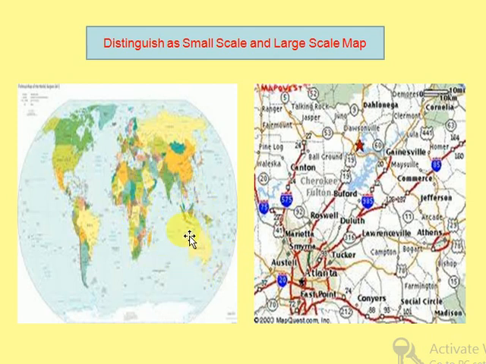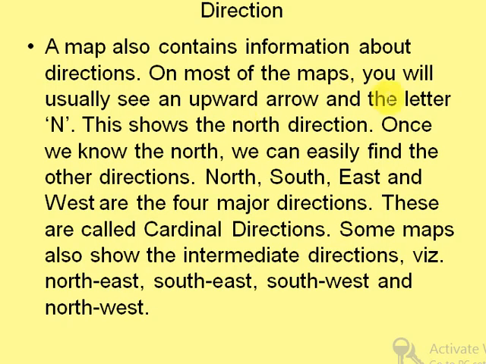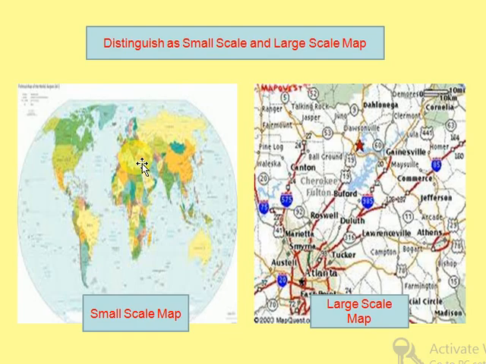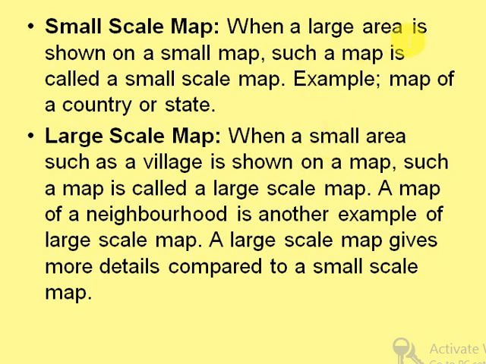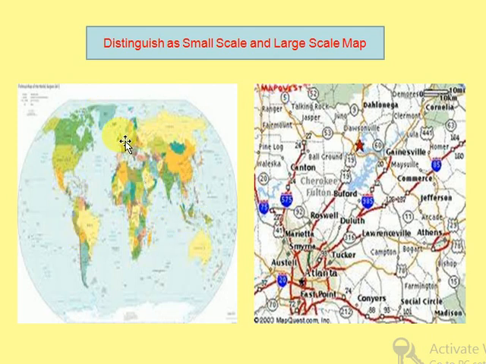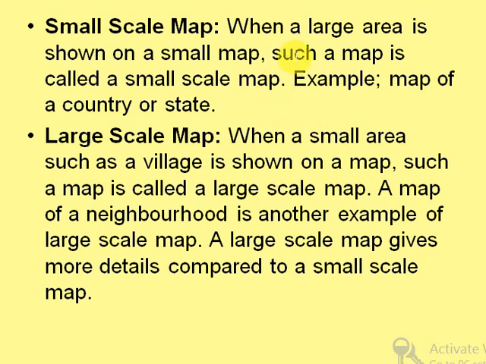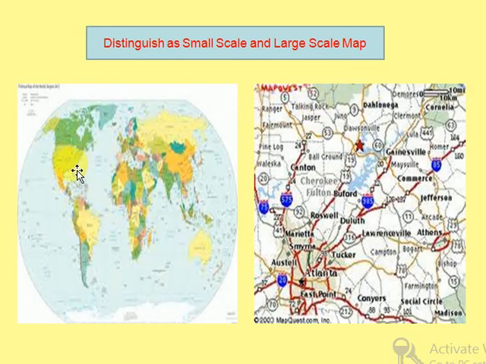So I hope, as per the definition, you must have understood about the two types of maps. This one, where you can see a larger area, where a large area is shown on a small map. So you can see a larger area on a small map. This is a small scale map. So what is the definition? When a large area is shown on a small map, such a map is called a small scale map. So this map is called a small scale map.